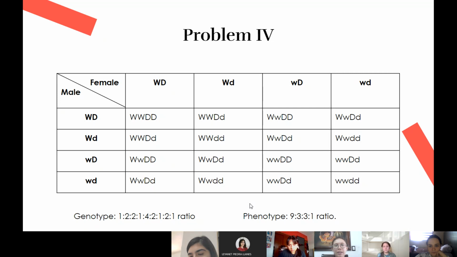Okay, this is problem 4. This problem was about a zucchini where white fruit color was dominant, with capital W, and yellow fruit color was recessive, with lowercase w. Here we can see how I did the cross, and its genotype ratio was 1:2:2:1:4:2:1:2:1. And lastly, its phenotype ratio was 9:3:3:1.